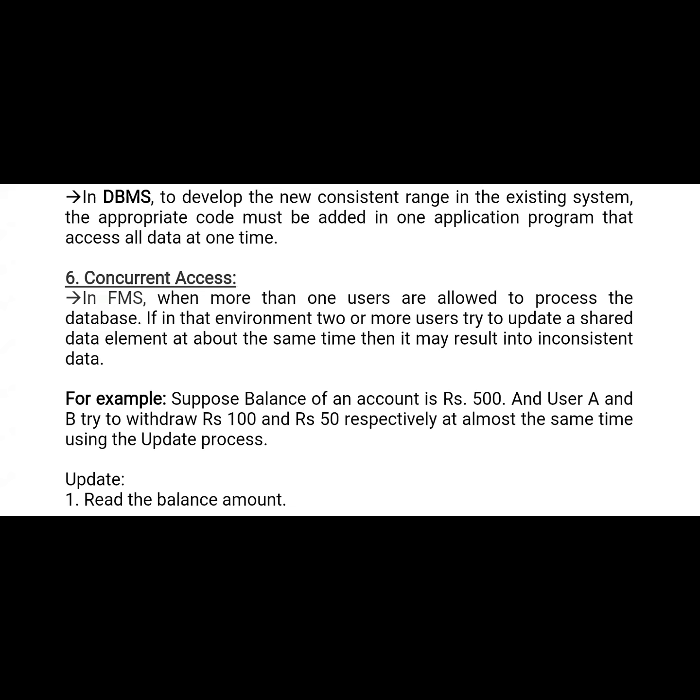But in the case of the file processing approach, that option is not there, so we can't allow so many users at a time. If we allow so many users at a time, then there is no security, because there is a chance of data loss. If the data is lost, then there is no need to discuss that application. Am I right? So there is no way to allow more than one user to access the data.